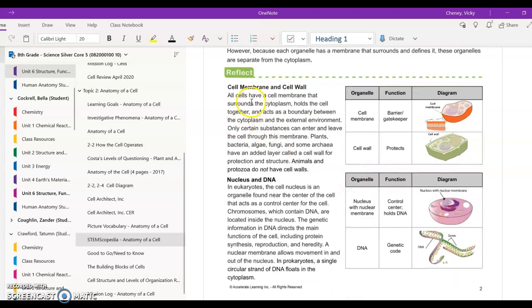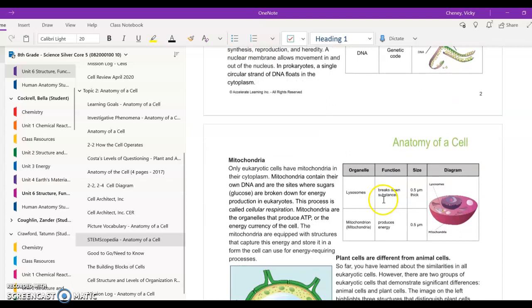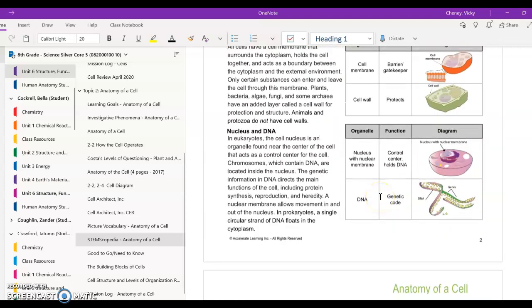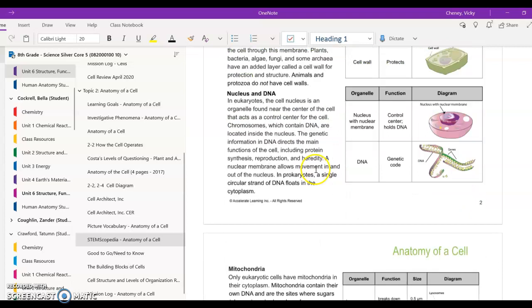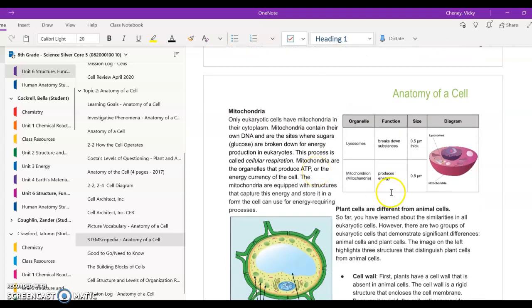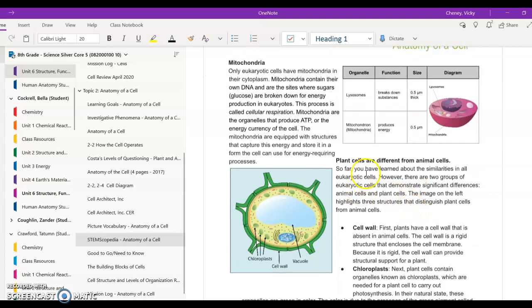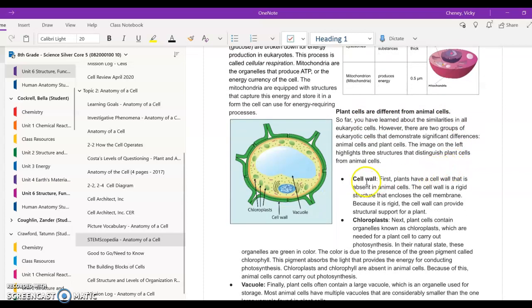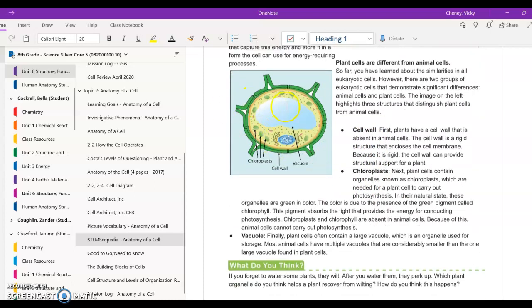Down here, you will get to the different organelles in each of the cells, and this is where you can fill out your during reading page. So we have the nucleus and DNA, cell membrane and cell wall. We have a mitochondria. We have lysosomes. Plant cells are different from animal cells, and this part is important because we have a cell wall and we have chloroplasts, which are unique to a plant cell. We also have a central vacuole.